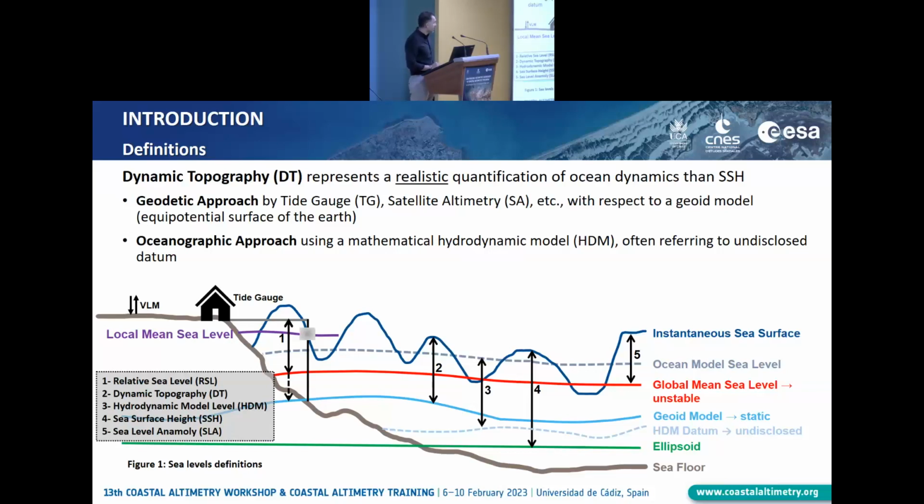And the dynamic topography DT can be derived by 2 approaches: geodetic approaches, by tide gauges, which is also valid near the shore, and satellite altimetry; and also by oceanographic approaches using mathematical modeling, hydronic model.